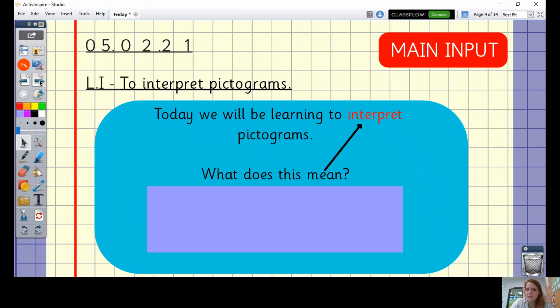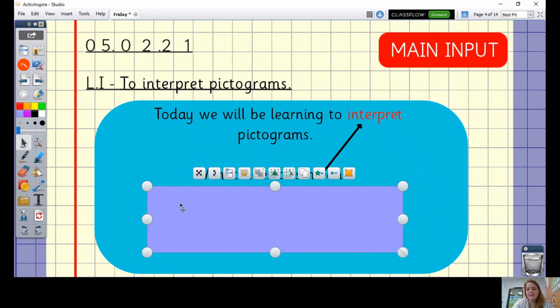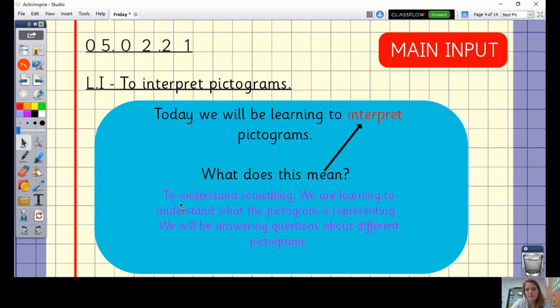You may be wondering what this word means. Pause the video now and have a think about what you think the word interpret might mean. Okay, so interpret means to understand something. So we are learning to understand what a pictogram is representing. There are going to be some questions about each of the pictograms we're looking at, and we're going to be answering those questions about different pictograms. Let's begin with our first pictogram then.